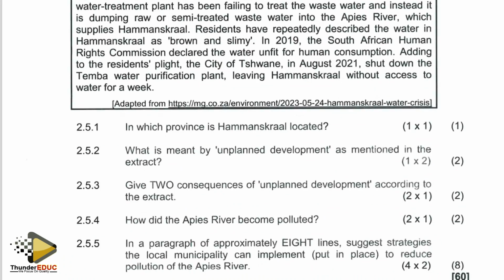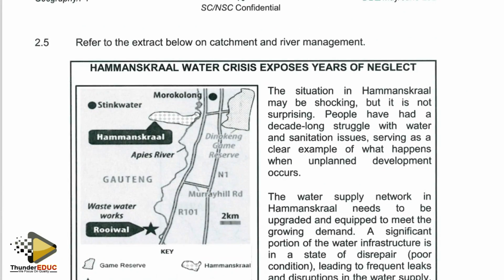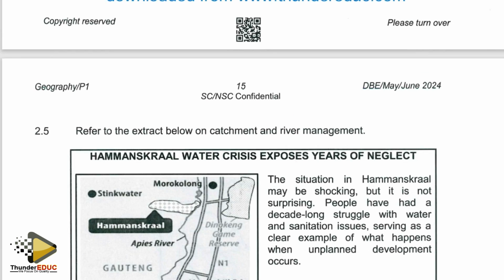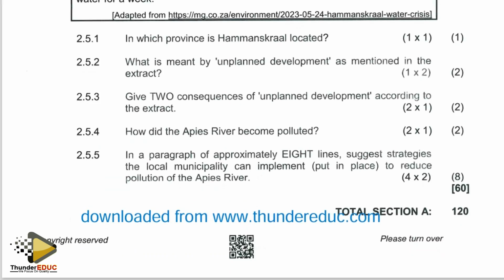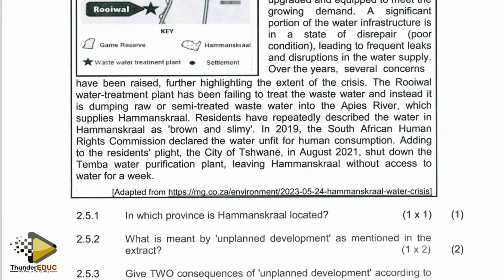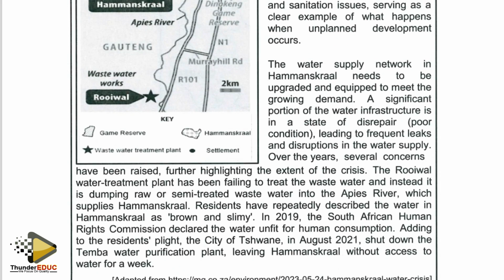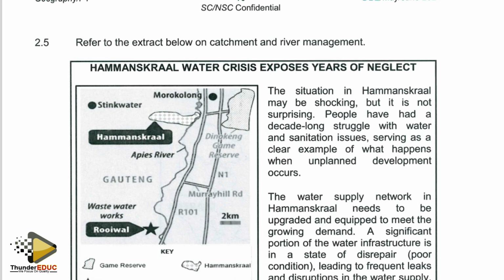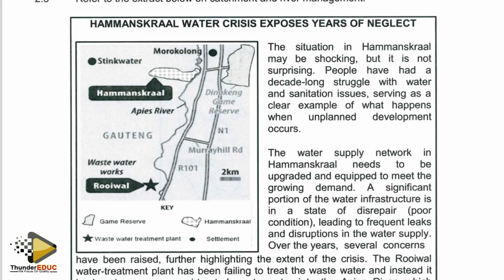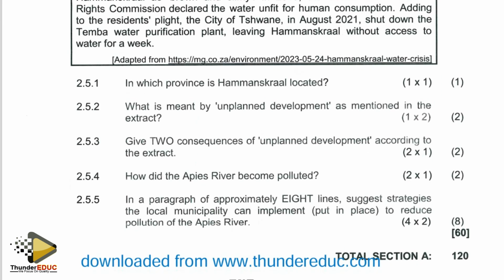Right, let's look at the last question on river management, river and catchment management. There's an extract there. The extract, I think, is clear and has been gone through. Right, in which province is Hammanskraal located? Right, this is map interpretation. You can see where Hammanskraal is and the province indicated here, and you can use this infographic to figure out. Right, Hammanskraal is located in Gauteng. It's in Gauteng province. Right, we go to question 2.5.2.